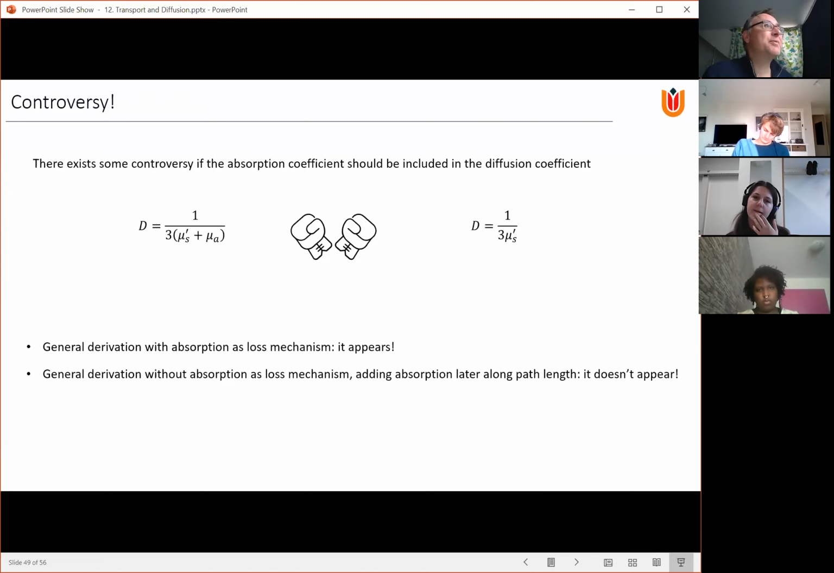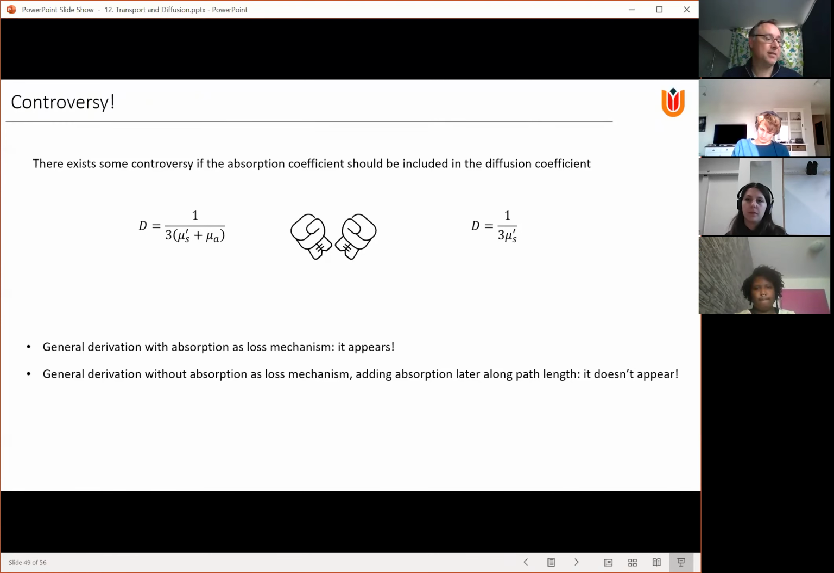The controversy stems from the fact that if you do the derivation from the radiative transport equation that includes an absorption loss term, then you end up with the absorption over here. If you do the same derivation for a medium that has no absorption, then it does not end up there. And sometimes you do that because you can always add absorption later, just by taking the absorption along the path, as in Lambert-Beer, in this convoluted way. So it depends a little bit on how you start.